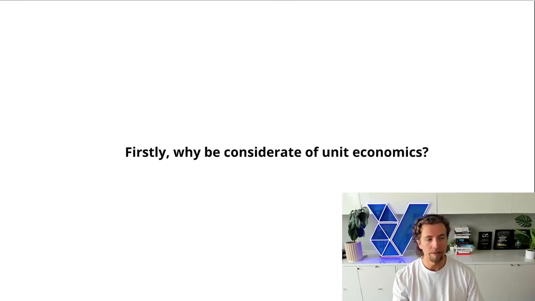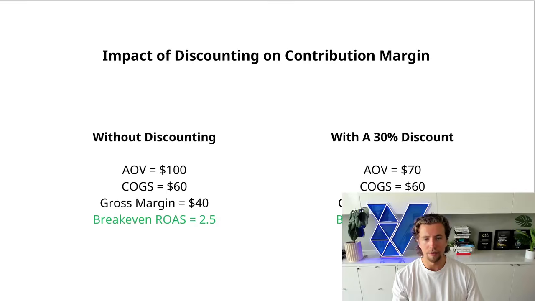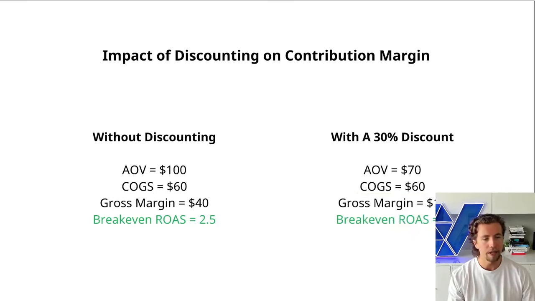Now, firstly, why do we even need to be considerate of unit economics in the first place? So here's a quick example. If you have an average order value of $100 and your cost of goods sold is $60, you have a gross margin left of $40, which means that your break-even return on ad spend sits at a 2.5. If you were to run a 30% discount, your average order value drops to $70. Your cost of goods stays the same, which means that your break-even return on ad spend shoots up to a 7. Meaning that if you're running a sale, you have to have a 3x in the return on ad spend that you're currently achieving to sit at the same level of profitability.